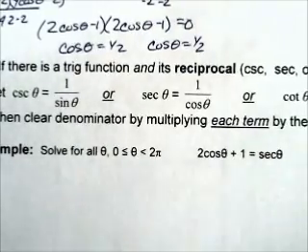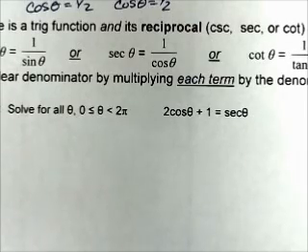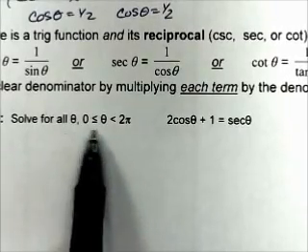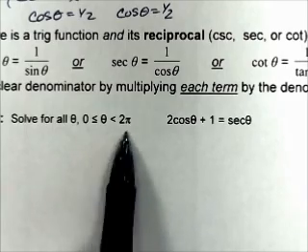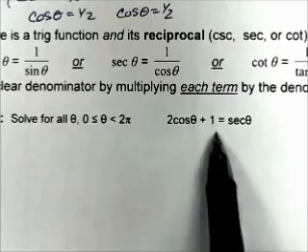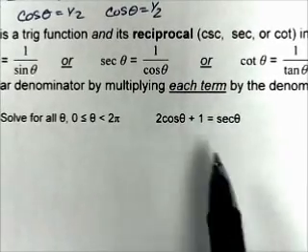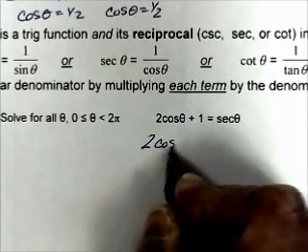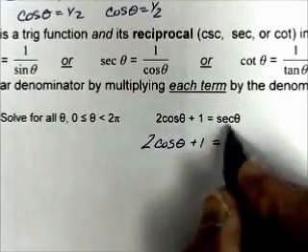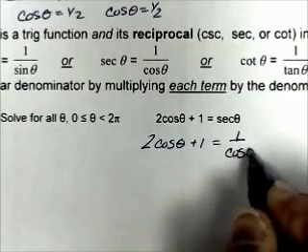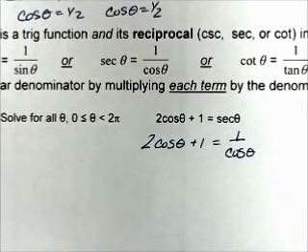All right, for this example, we have solve for all theta, theta greater than or equal to 0, less than 2 pi. So our answer has to be written in radian measure. 2 cosine theta plus 1 equals secant theta. Okay, so we have this reciprocal trig function here. Let's copy down 2 cosine theta plus 1 and replace secant theta with what it's equivalent to, 1 over cosine theta.